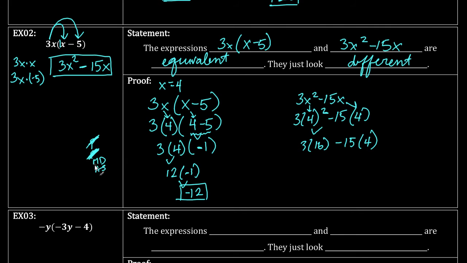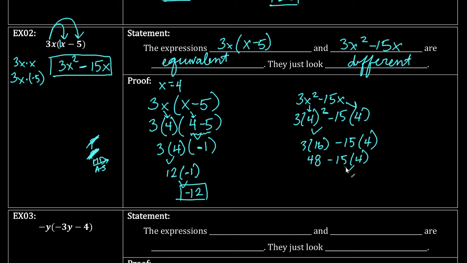Now, we're doing multiplication from left to right and division. So 3 times 16. 3 times 16 is 48. Minus 15 times 4. Remember, we can treat this 15 like it's a negative. We still got to multiply before we subtract. We got to finish this.